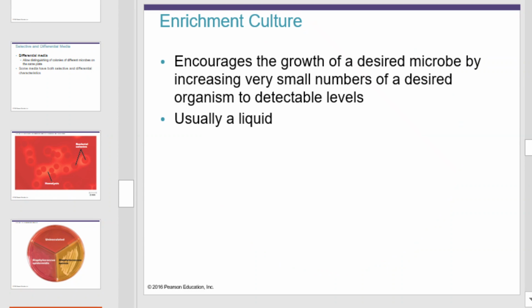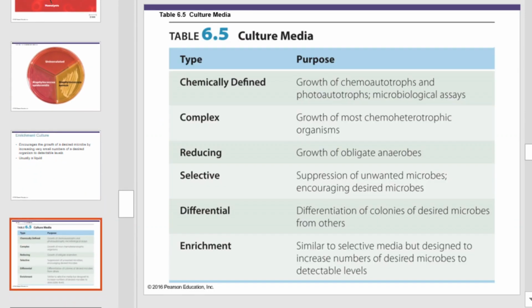Enrichment cultures. Enrichment cultures encourage the growth of a desired microbe by increasing very small numbers of desired organisms to detectable levels. They're usually done in liquid form. To summarize, this is our culture medium and definitions of each type I mentioned before.